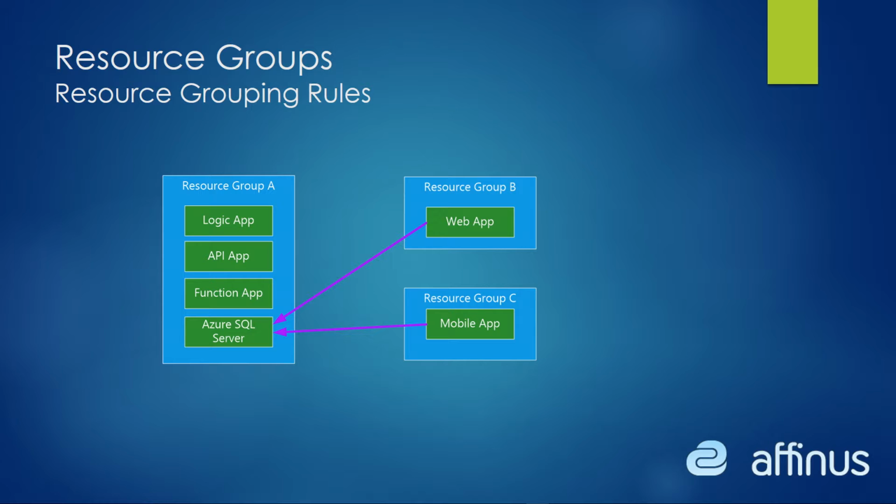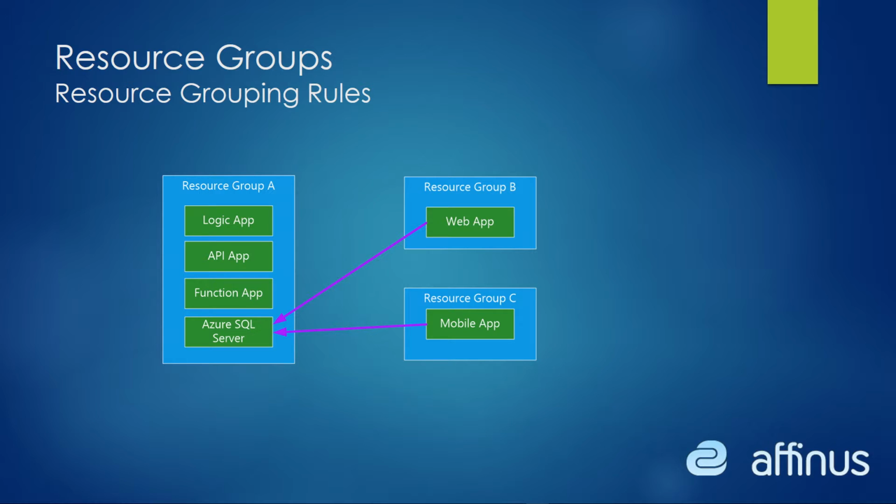Now let's say that 6 months later you end up with 2 separate applications, a web app and a mobile app, who for some reason end up using the same Azure SQL Server instance that's in resource group A. So now we have resource group B with a web app that's using the Azure SQL Server instance, and we have resource group C that has a mobile app that's using the Azure SQL Server instance.